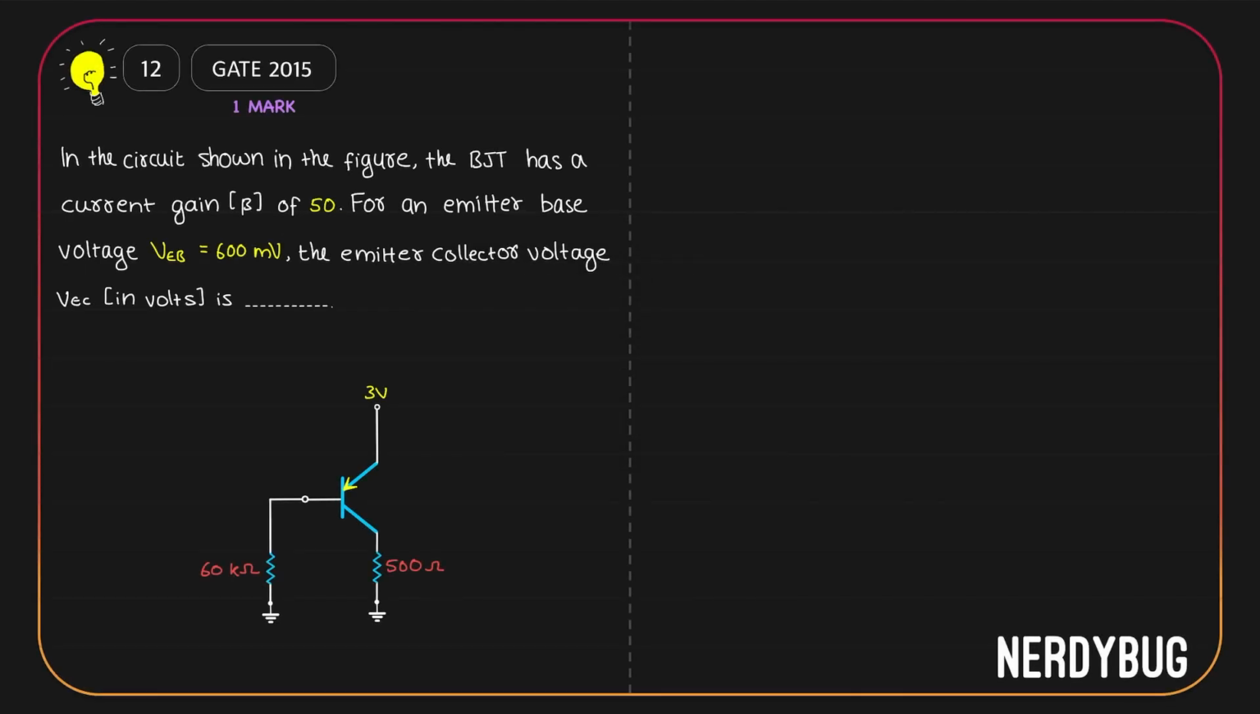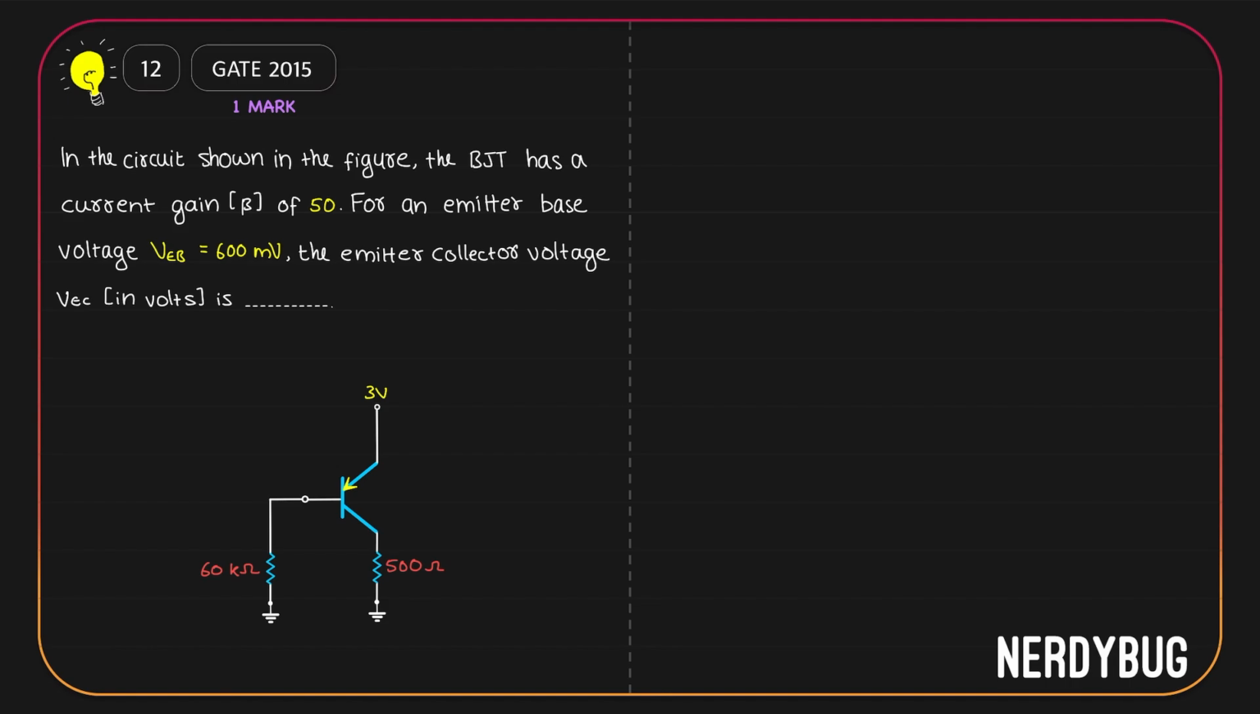From the figure, you can see that we are applying a 3 volt over here at the emitter. Out of that, IC multiplied by 500 ohm will be dropped over here. Whatever is the rest will be dropped between the emitter and the collector. So to find the emitter collector voltage, what we need is IC. But to find IC, we need IB because IC is beta IB. Now to find IB, we need the potential over here, VB. Let us see how we can do it.